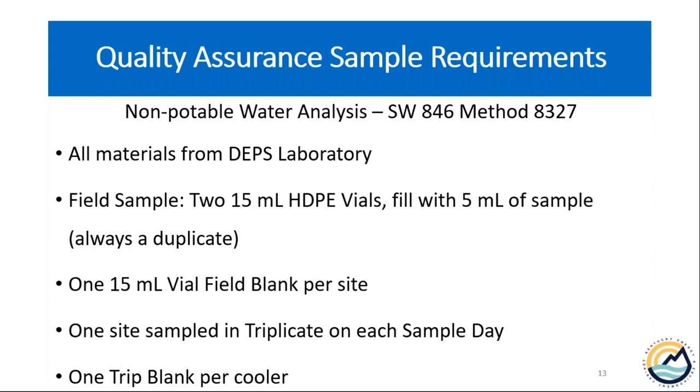The requirements for the non-potable water analysis method are very similar. Again, all materials will come from the DEPS laboratory. The field sample here consists of two 15 milliliter HDPE vials, which will be filled with 5 milliliters of sample. Again, there's always a duplicate, and I'll point out with this, filling this with 5 milliliters of sample can be a little bit tricky, and it is worth getting one of these vials and actually practicing, especially when you've got to submerge it in a stream. Each of these will require one 15 milliliter field blank per site, as well as one site to be sampled in triplicate on each sampling day, and will have its own trip blank for each cooler that is containing PFAS samples.